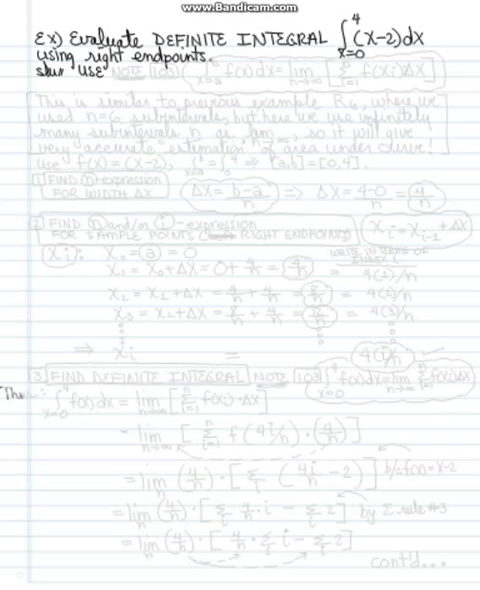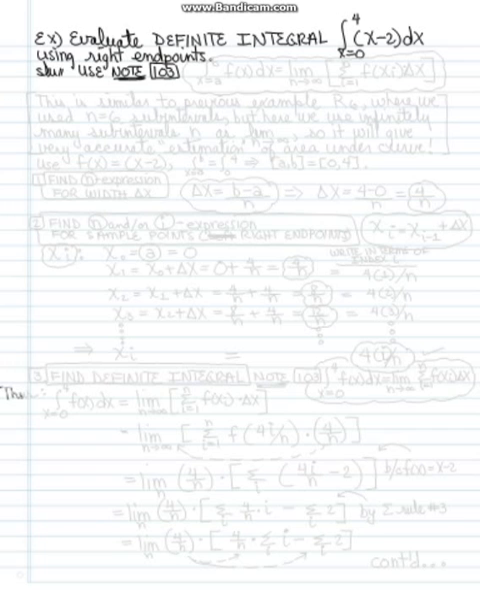Here's another example, where we're going to evaluate a definite integral, the integral from x equals 0 to x equals 4 of x minus 2, that's our function, dx, using right endpoints. What we're doing is taking the problem that we did in the last video and letting the number of rectangles go to infinity, so we get a precise answer for the area under the curve f of x equals x minus 2. Okay, let's go through this one.